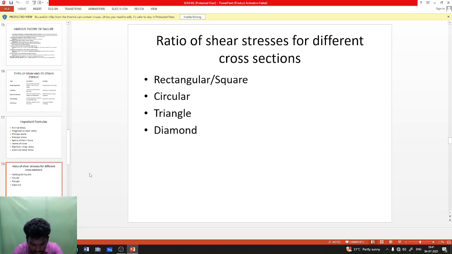And for triangular section, tau max divided by tau average is equal to 3 by 2, tau maximum divided by tau NA is equal to 9 by 8, and tau NA divided by tau average is equal to 4 by 3. And for a diamond cross section, tau maximum divided by tau average is equal to 9 by 8, tau maximum divided by tau NA is equal to 9 by 8, and tau NA divided by tau average is equal to 1.